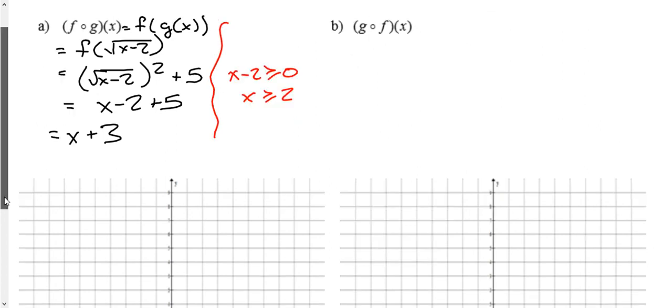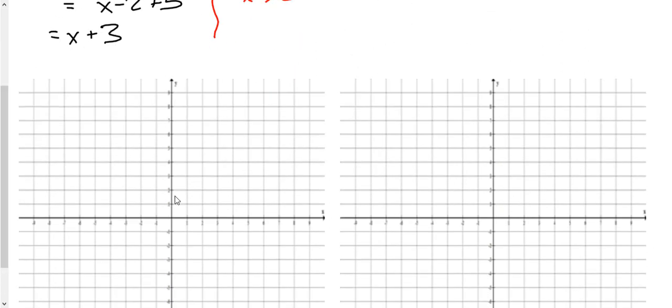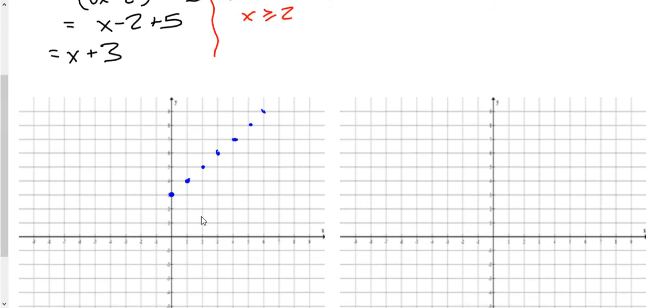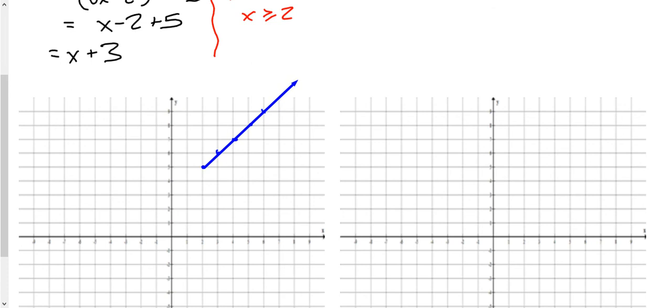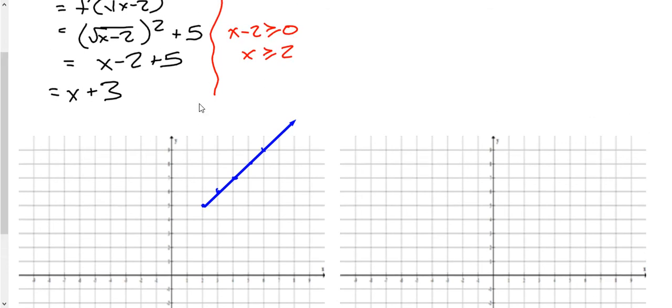So if this is my graph, usually I would have had a coordinate here, and then it would have gone up in this fashion here. But in this case here, because we have our restriction, it says x has to be greater than or equal to 2, I'm not going to have any coordinate dots below 2. So here I'm just going to connect my dots. There we go. And arrowhead on the end of it. Done. By the way, the domain of this will still be the restriction as well.